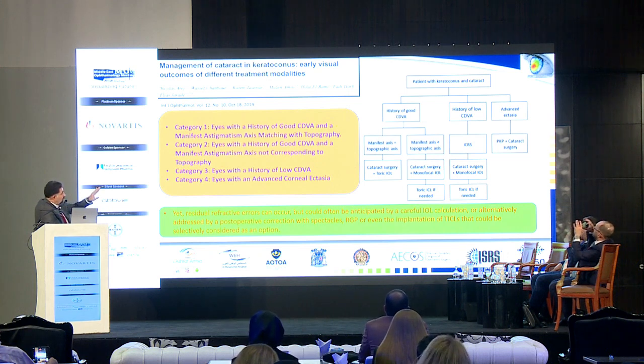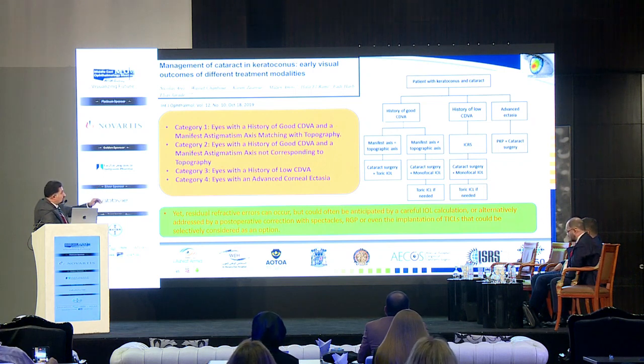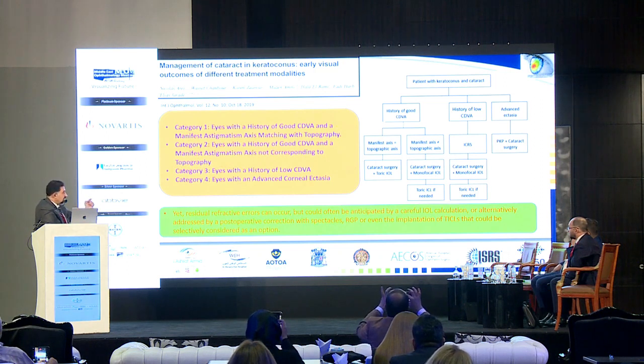So, a patient with keratoconus. It was 2019, and they put this very nice diagram. If you have a history of good corrected distance visual acuity, you should look for the manifest. If the manifest and the topographic axis are equal, go for cataract surgery and a toric IOL. If the manifest is not with the topographic axis, go for cataract surgery with a monofocal, and you can enhance later on with a toric ICL if needed.